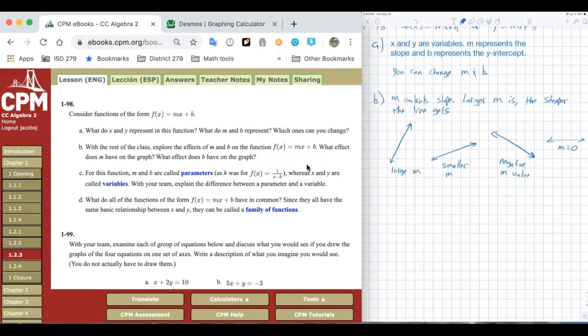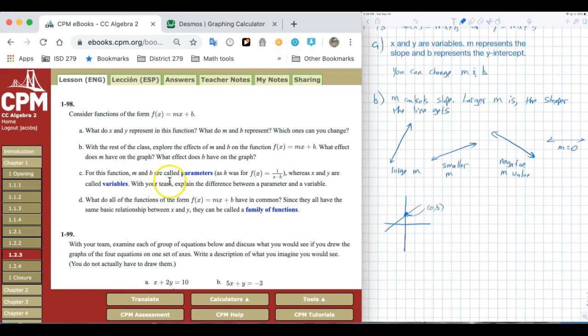B, on the other hand, I'm going to put a dot here at the y-intercept. This is the point 0, comma b. So as you change b, this point just moves up and down.